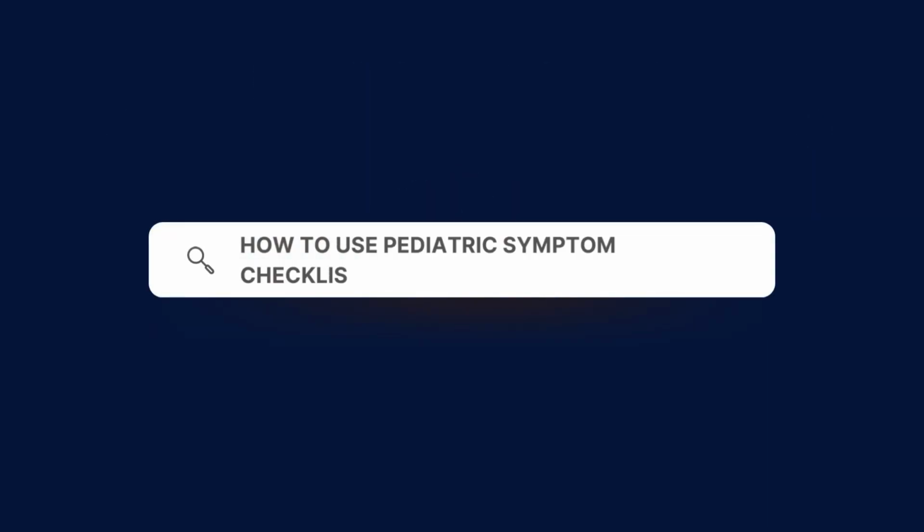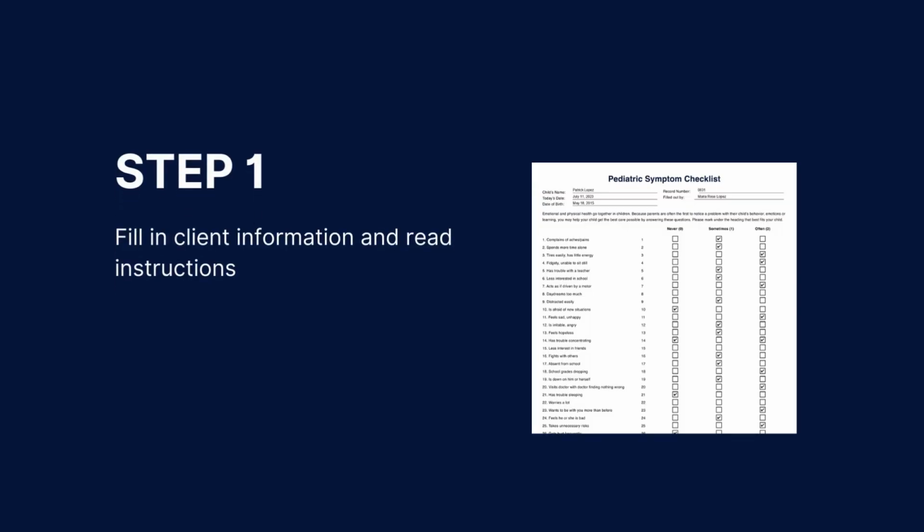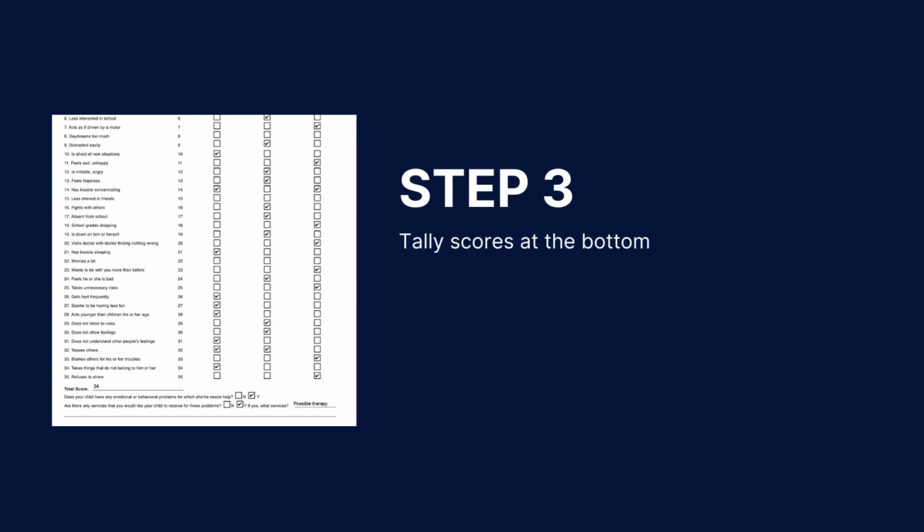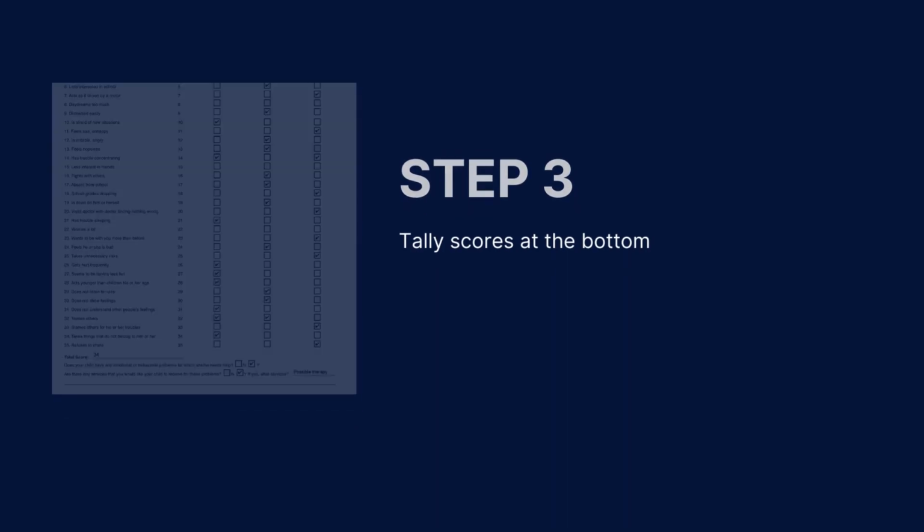Here's how to use the Pediatric Symptom Checklist. The first step is to fill in the client information and then read the instructions. You'll then need to assess the client and tick statements accordingly. The final step is to tally the scores at the bottom, which can then be used within the intervention.